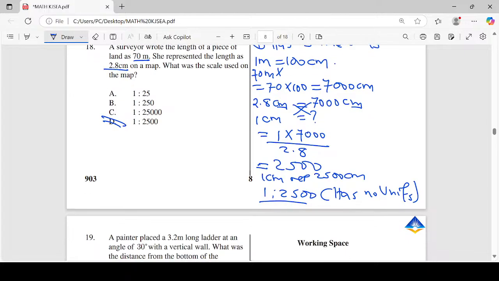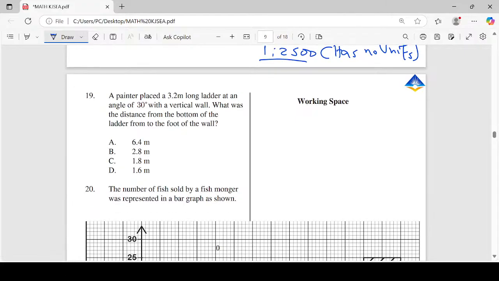Let's go to question 19. A painter placed a 3.2 meter ladder at an angle of 30 degrees with a vertical wall. What was the distance from the wall? So what was the distance from the bottom of the ladder to the foot of the wall?